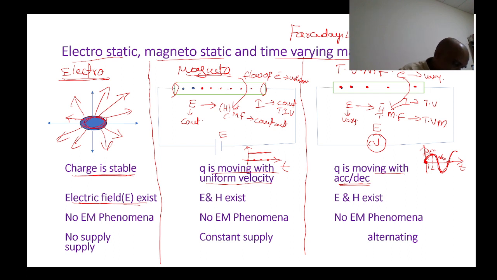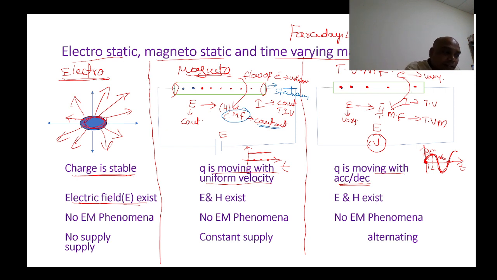Anyway, here the magnetic field is stationary. The conductor is also stationary, it is not moving. So will you get any resultant? No. Why? Because both are stationary. The magnetic field is stationary and the conductor is also stationary. So we will not get any EMF in the conductor.